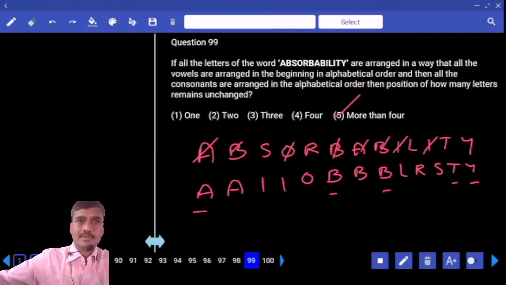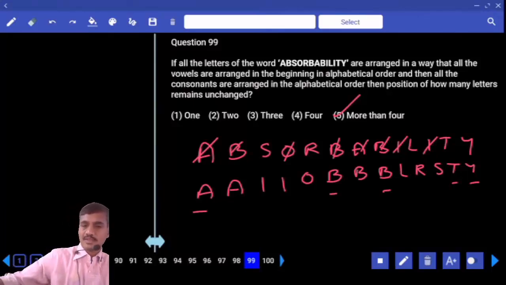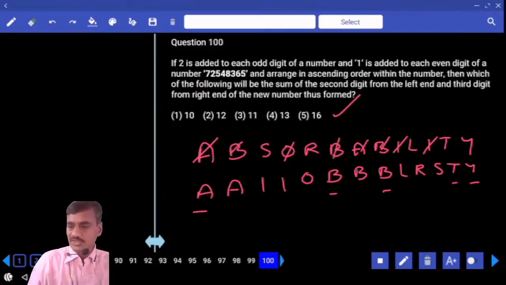Done? How did you do this type of question earlier? All the letters are arranged either in the ascending order or descending order. But here, this is the first time we are coming across it: first the vowels are arranged in the ascending order, followed by the consonants. Done? And next one, coming to this 100.